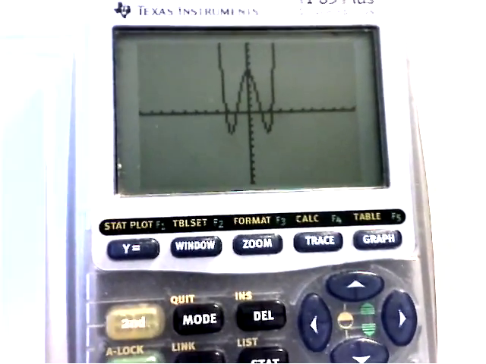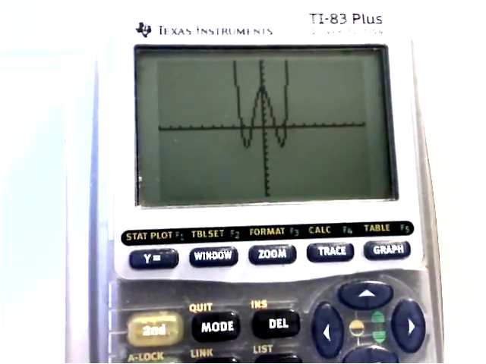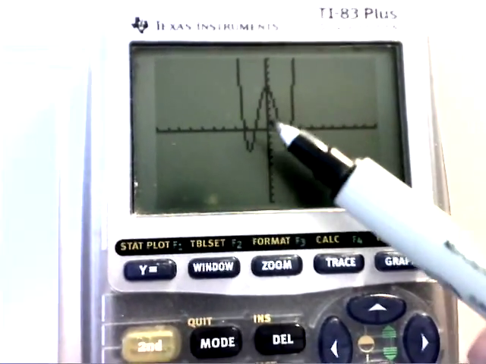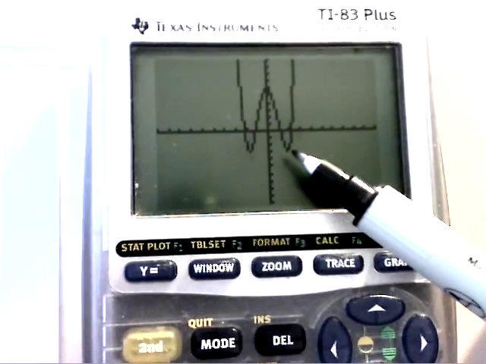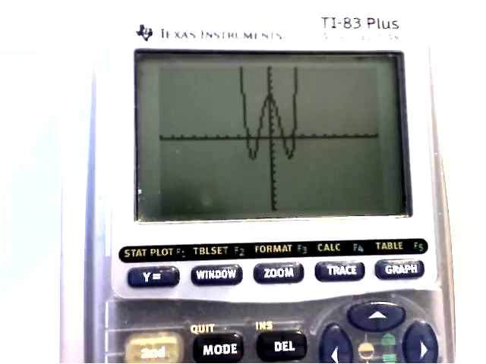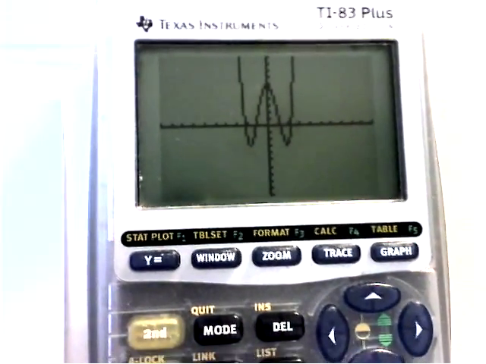Now we want to find the relative maximum and the relative minimum. There is only one relative maximum, and that's the highest point here. There are two relative minimums, those 2 points down here at the bottom. Let's find the relative maximum first.